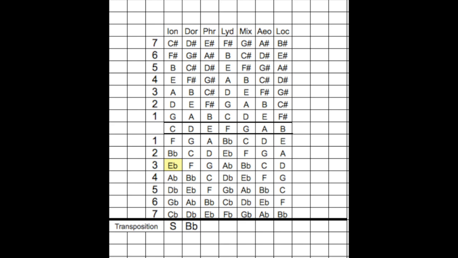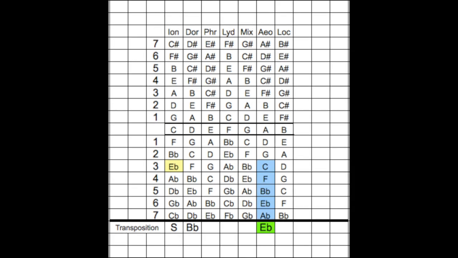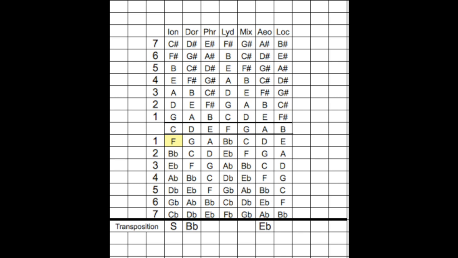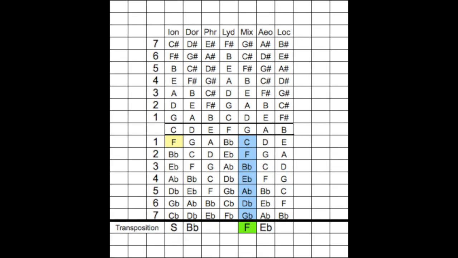Locate the E-flat in the sounding column. Then locate the C in the E-flat row. Follow down the column and place an E-flat in the transposition row. Locate the F in the sounding column. Then locate the C in the F row. Follow down the column and place an F in the transposition row.